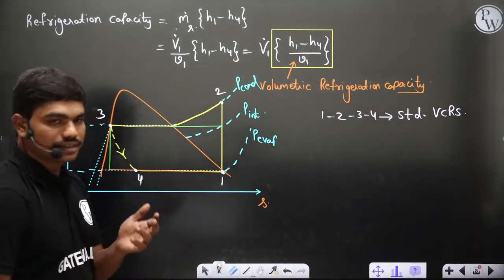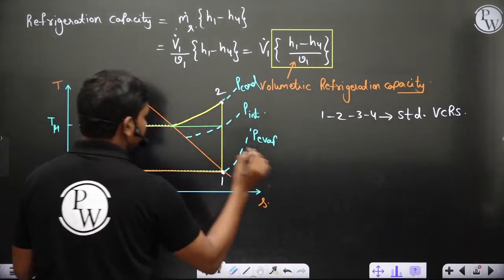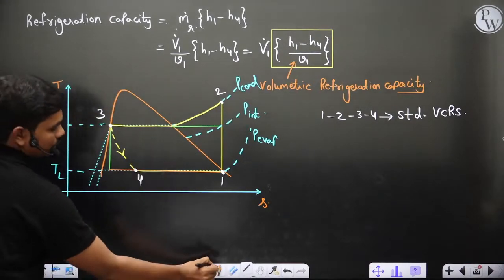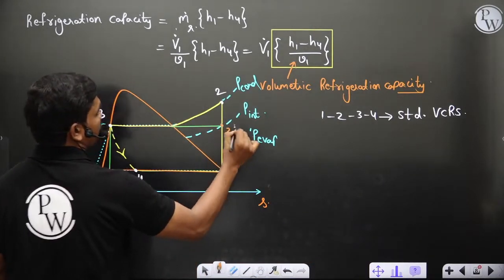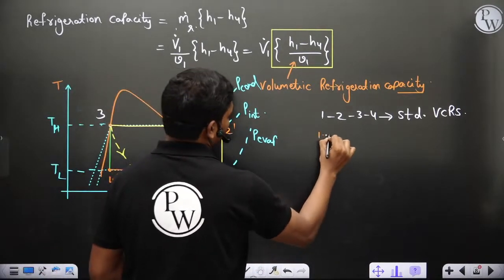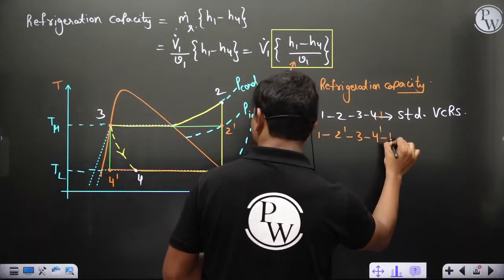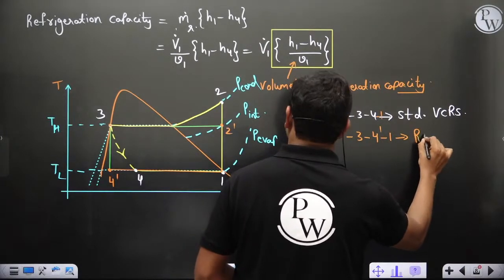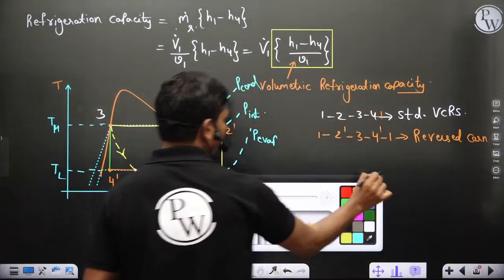Of course, compression work increases, but there are a few more things which you can identify here. 1, 2, 3, 4 is standard VCRS. Now let's see 1, 2 dash, 3, 4 dash, 1. So this is your Carnot cycle, reversed Carnot. So this is your reversed Carnot.